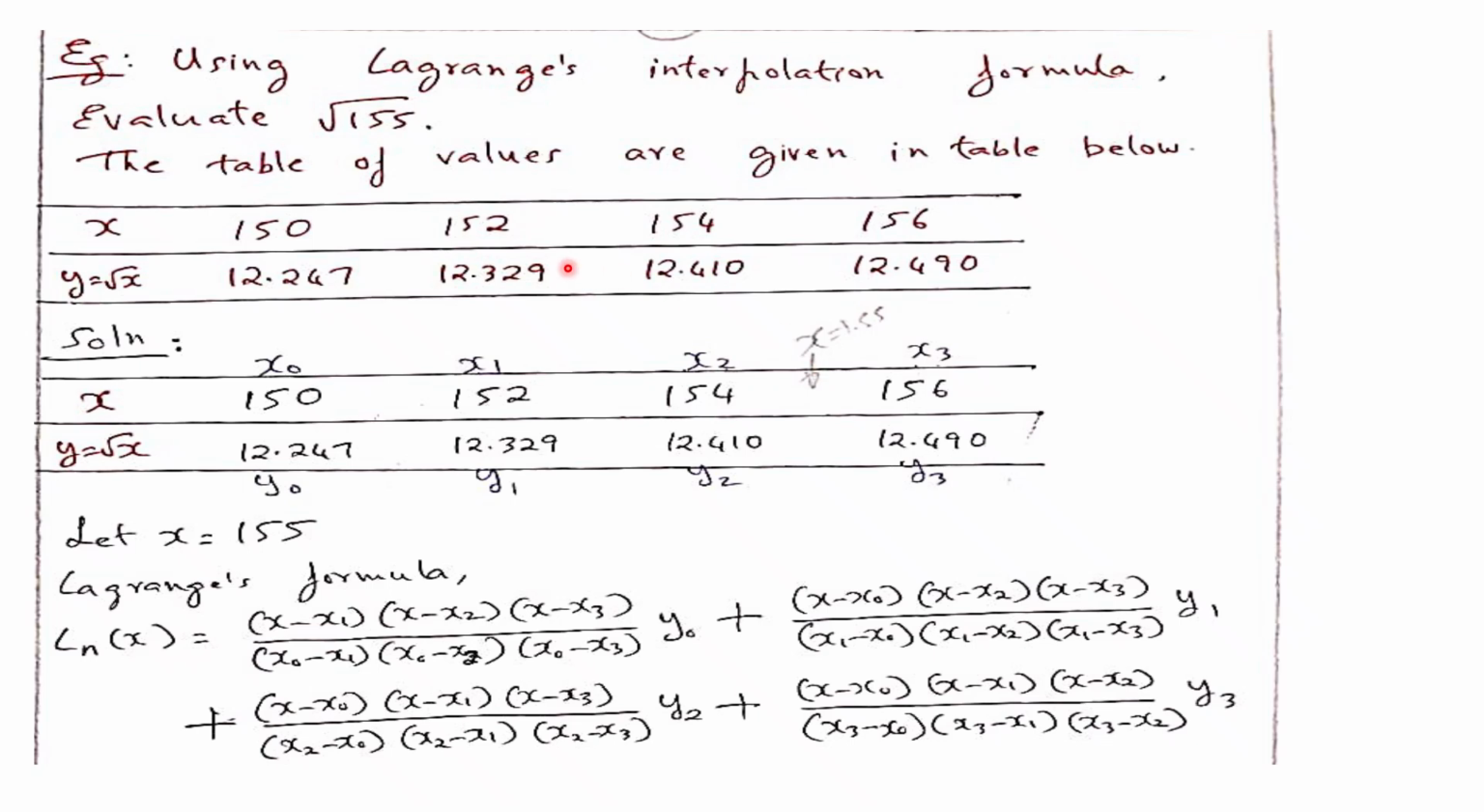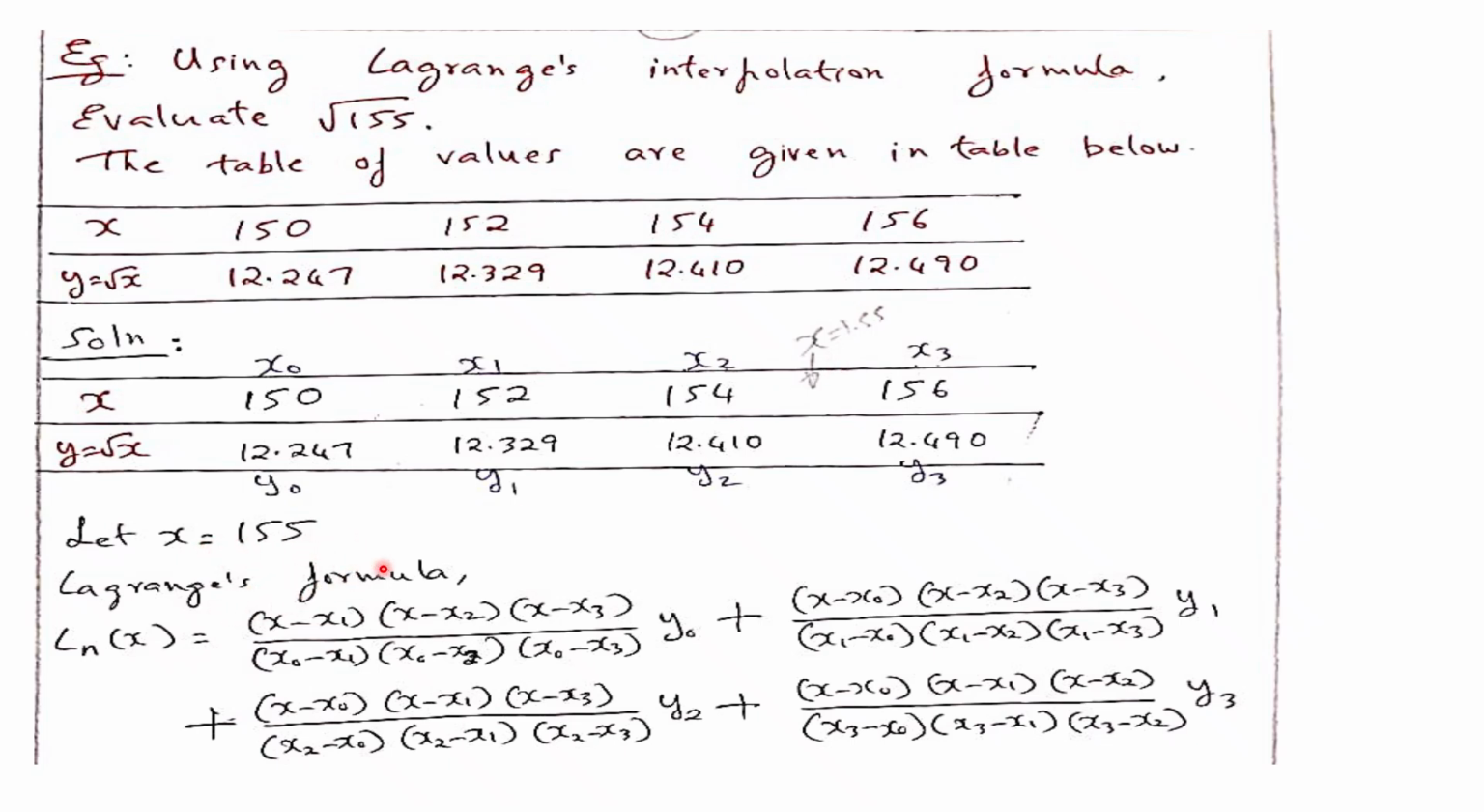Okay, so first step is to write this like this. x naught is 150, x1 152, x2 154, x3 156. In the same way, y naught as 12.247, y1 as 12.329, y2 as 12.410, y3 as 12.490. So this 155, whose square root you want to calculate, you call it as x. So let x is equal to 155.